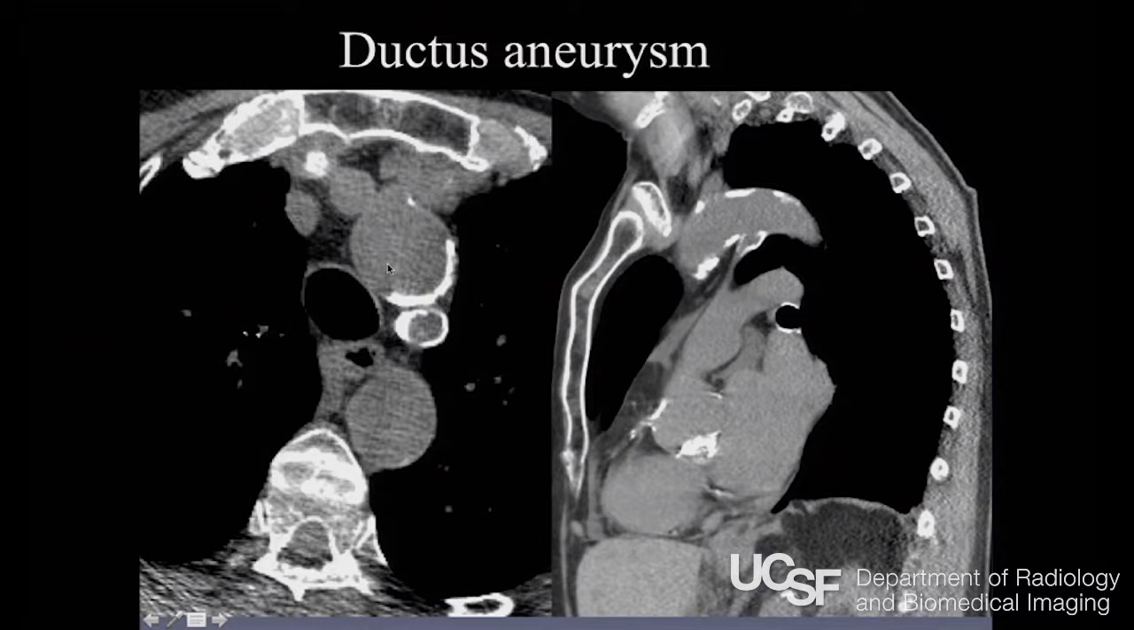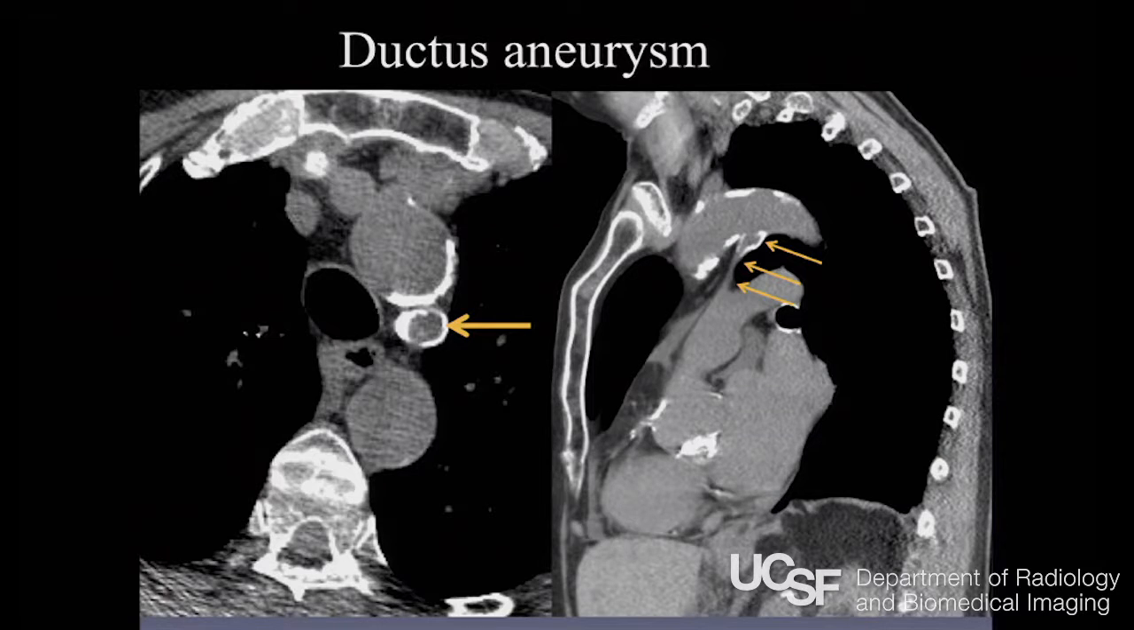Okay, the one exception to the focal saccular outpouching being a pseudoaneurysm in the aorta is this, which is the ductus aneurysm. You can see there is a focal saccular outpouching here, but it's in a very classic location. It's the underside of the aortic arch. And on this oblique sagittal view, you can see there's actually a little band of fibrous tissue that connects the underside of the aortic arch and that little aneurysm to the main pulmonary artery.